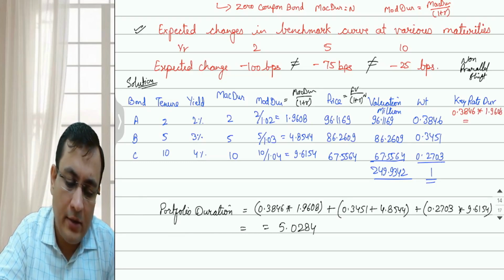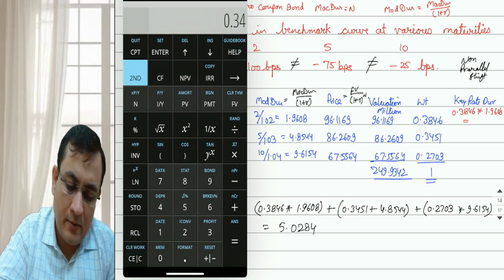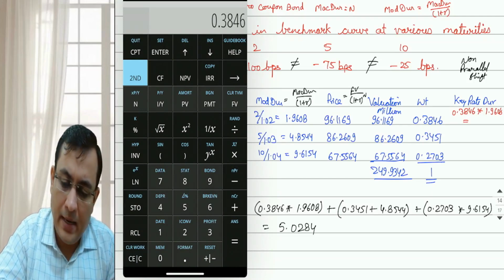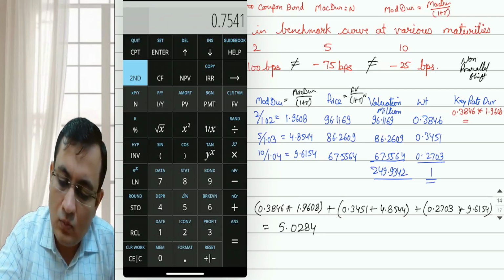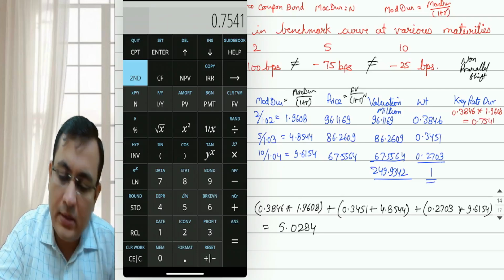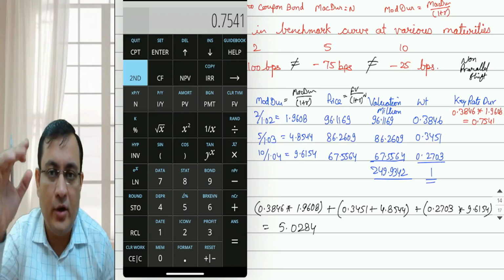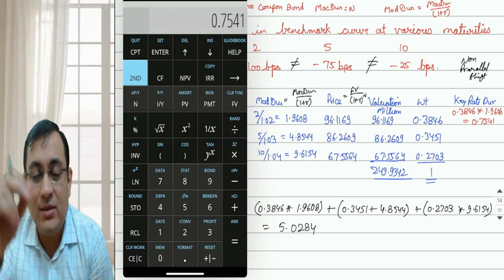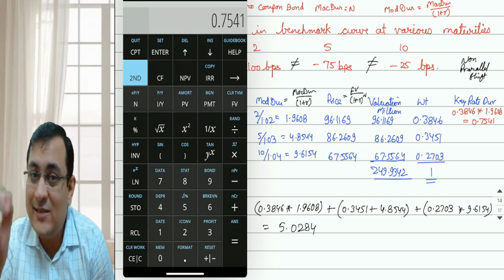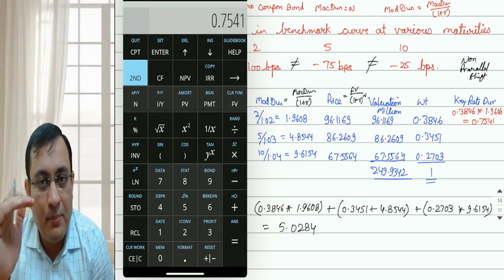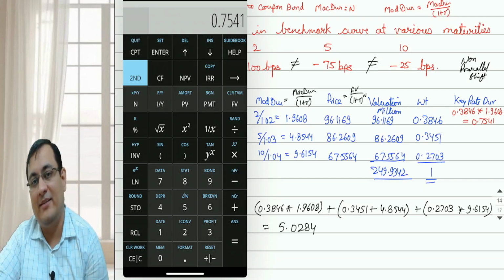So this is going to give us the key rate duration for the 2-year period. 0.3846 multiplied by 1.9608 equals 0.7541. This is the key rate duration for our portfolio for 2-year time to maturity. If only the 2-year yield is changing, not the other points of time, by 1% up or down, the bond price value will go down or up in the reverse order by 0.7541%.